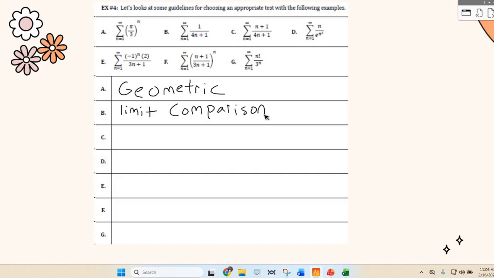Sorry, part C. Go back, before that. Our nth term, what's that limit going to equal? 1/4. Does that equal 0? No, so that means it is divergent.